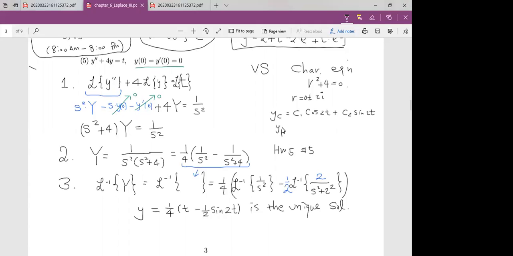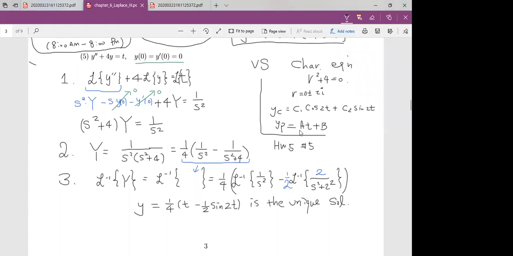And then you look at this right-hand side. Right-hand side is t, so you can come up with some guess for the particular solution, at plus b. So once you add them up, you will get general solution and then unique solution. Once you plug in this y sub p into the equation, you can determine a and b. Look at this unique solution from Laplace transform. So t guy has coefficient 1/4, so a turns out to be 1/4, b is 0.